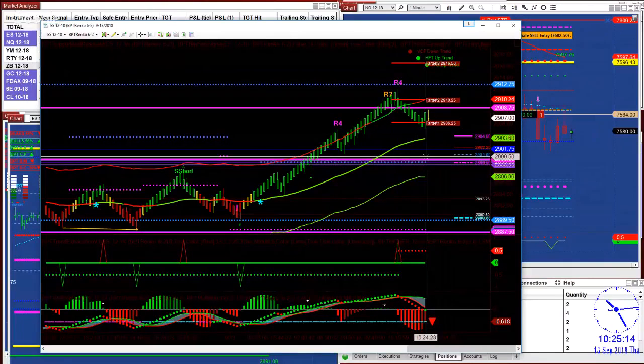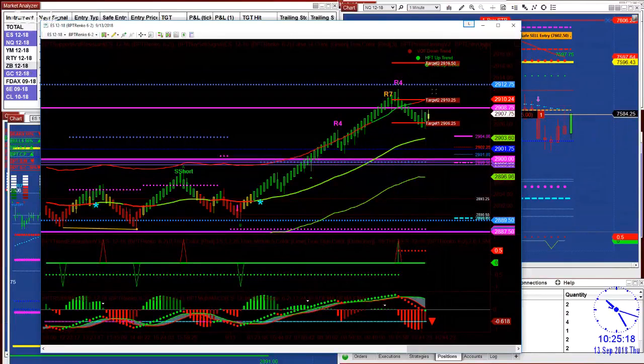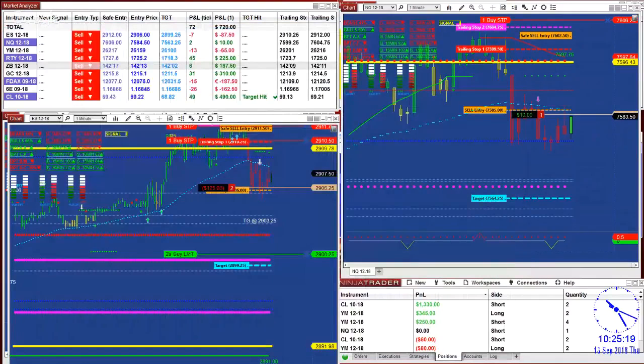So we have a major support area at 950. So we'll see how things are going to roll. The market is just dying on us a little bit, so we will take it as we go.